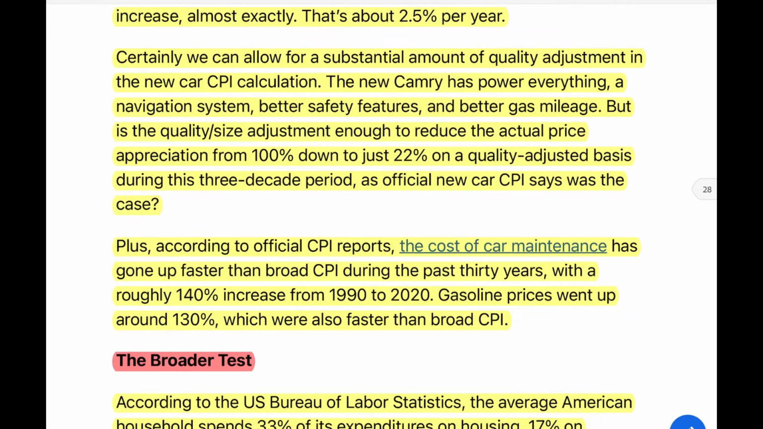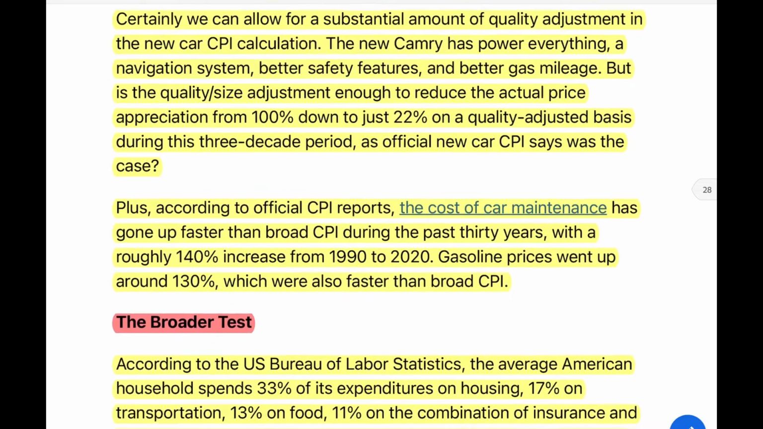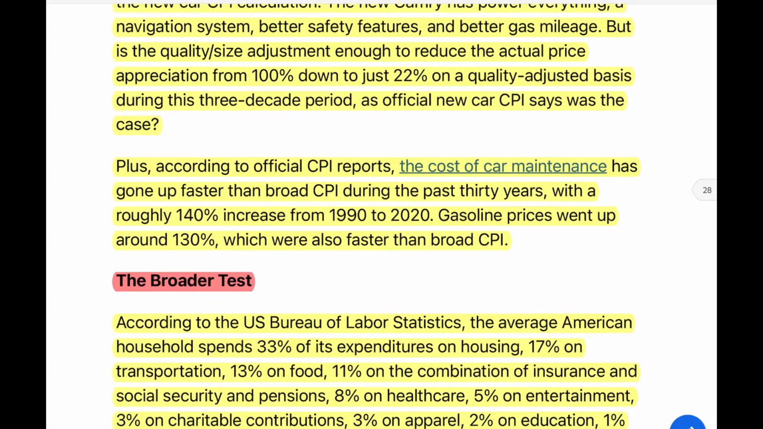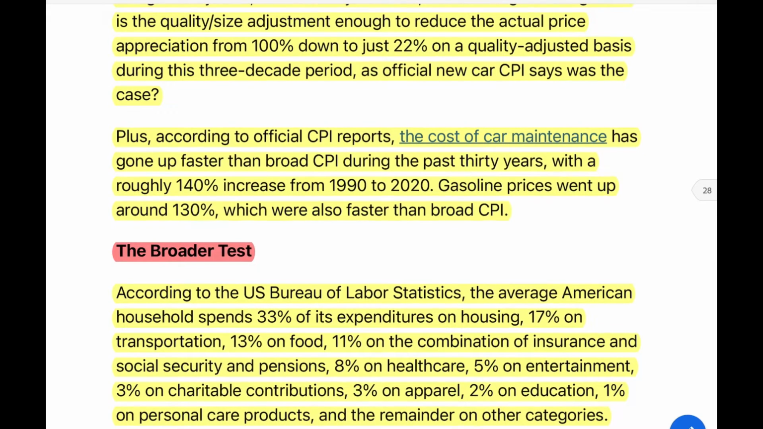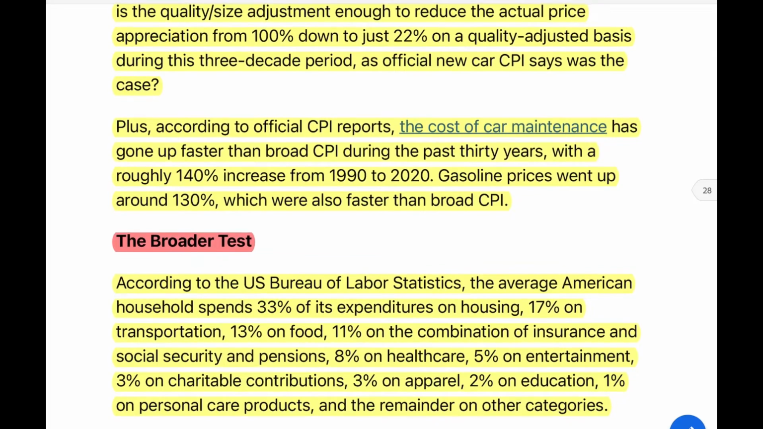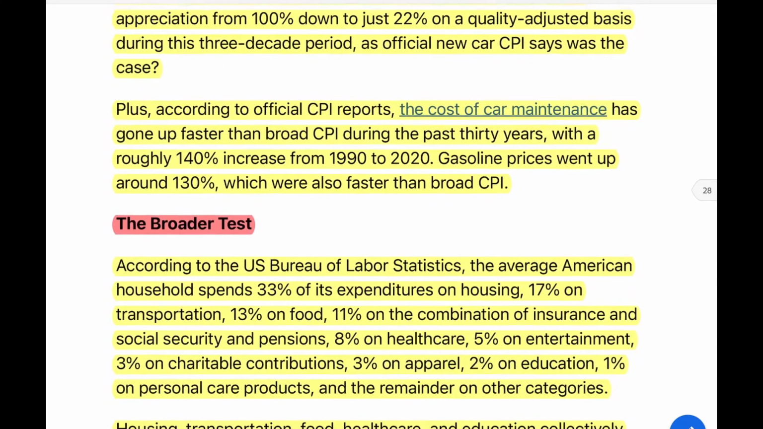Certainly, we can allow for a substantial amount of quality adjustment in a new car CPI calculation. The new Camry has power everything, a navigation system, better safety features, and better gas mileage. But is the quality and size adjustment enough to reduce the actual price appreciation from 100% down to just 22% on a quality-adjusted basis during the 3-decade period, as official new car CPI says was the case?